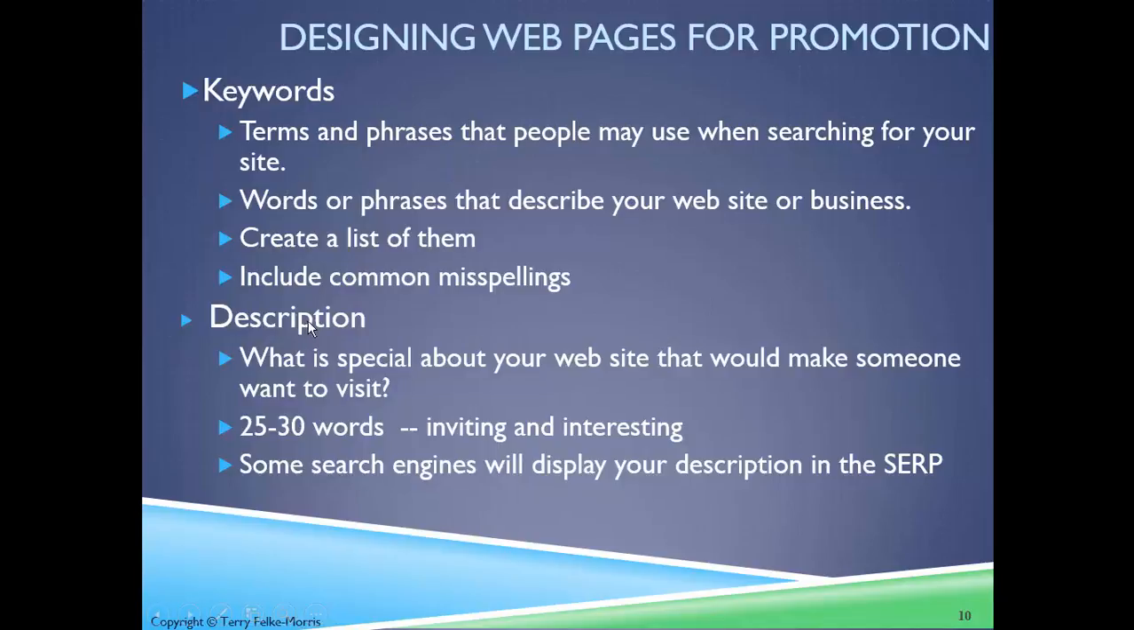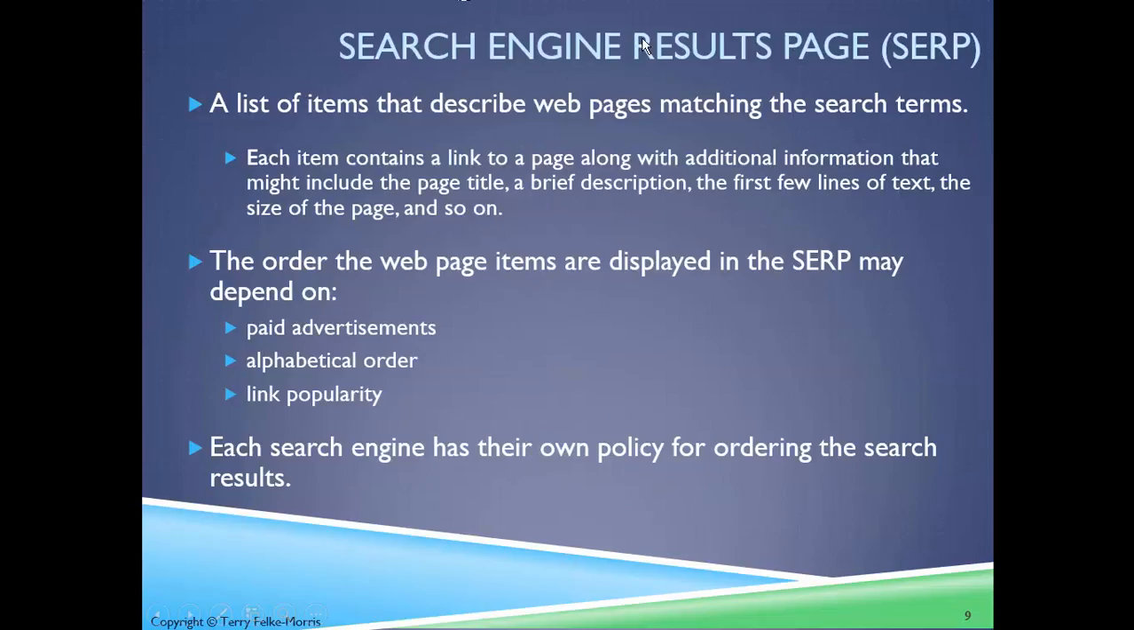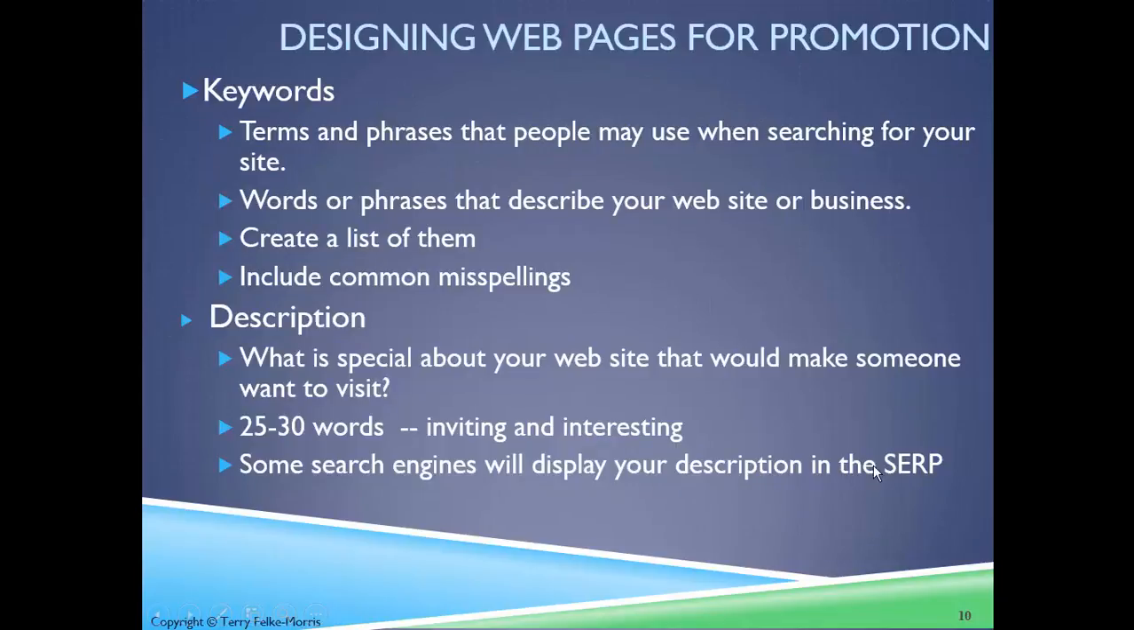Description in these meta tags. What's special about your site that would make someone want to visit? As it says, it should be 25 to 30 words, and it should be power-packed words that make people want to come to your site. Some search engines, as it says, will display your description in the search engine results page, or the SERP.